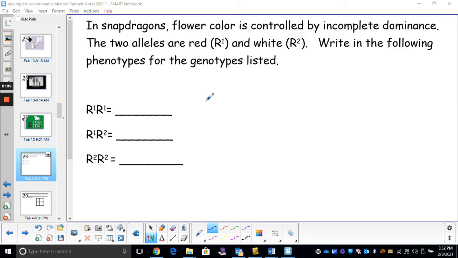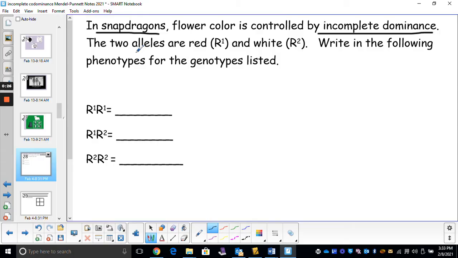Remember, incomplete dominance is when both traits or both alleles are partially dominant and they're blending. Remember, N blend. If you have one red allele, one white allele, they will blend to make pink. So in snapdragons or flowers, their color of flower is controlled by incomplete dominance.